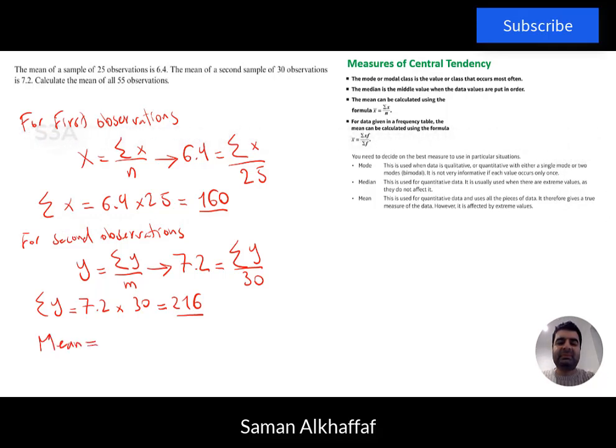x and the summation of y, so that will give us in this scenario 376, all divided by the number of observations in the first and second samples, so that would be 25 and also 30, so the total. So in this scenario that will give us 6.8, which will be the value of the mean of the 55 observations, which is the combination of both samples, and this will be our answer for this.